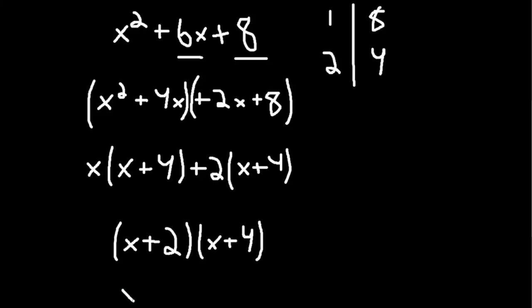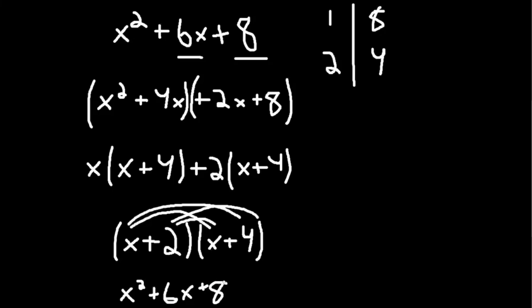If you want to check, you just FOIL: front, outer, inner, last, to give you x squared plus 4x plus 2x plus 8. I'll just write it out. When simplifying, that will give you the same equation we started with. So now I'm going to show you guys a much easier way to solve these problems.